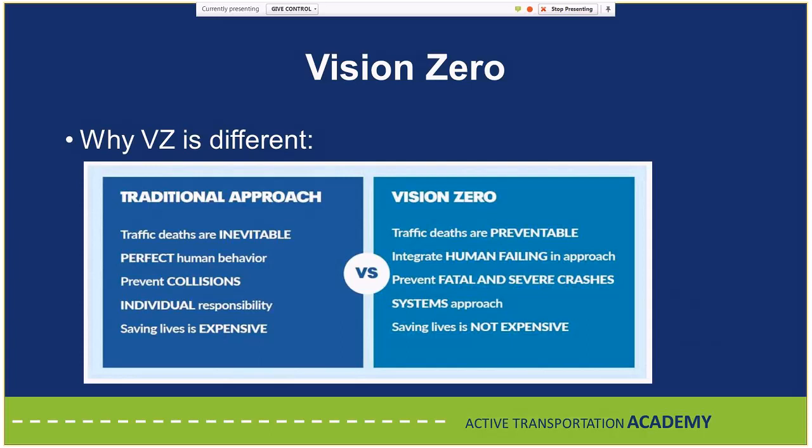So traditionally, I think we've all accepted that traffic deaths are inevitable. We usually design for perfect human behavior on our roads, and we just try to prevent collisions, and it's the individual's responsibility to stay safe, and saving lives is really expensive. For those of you that have done studies related to this, you can put a number to a life and cost out how expensive it is. But Vision Zero looks at it a little bit differently and looks at the fact that fatalities are actually preventable, and humans are not perfect, so let's plan for that. And so let's work at preventing these fatalities and severe injury crashes through a more systems-connected approach, and that saving lives is really not too expensive, it's worth it.